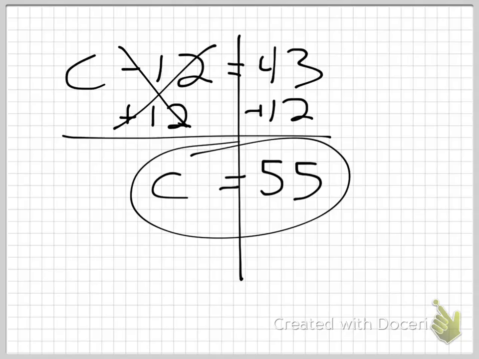Go plug 55 in up top. Is 55 minus 12 43? Yeah, it is. Then I got it right. That's what checking your work is: you go back up there and you plug it in.